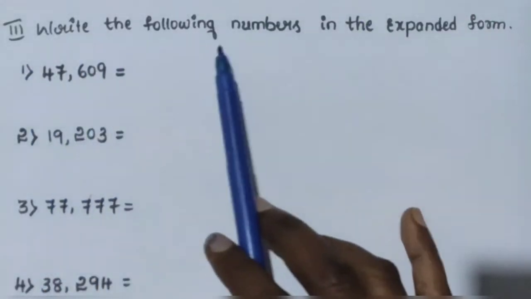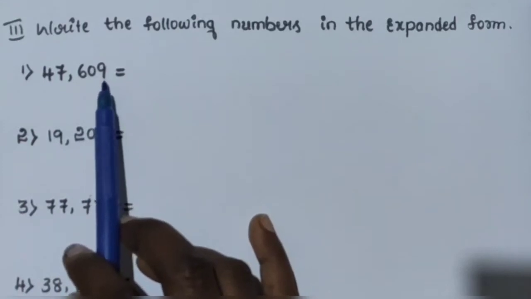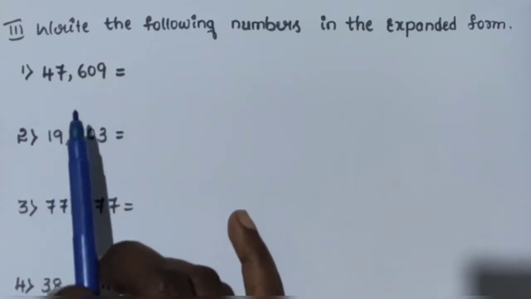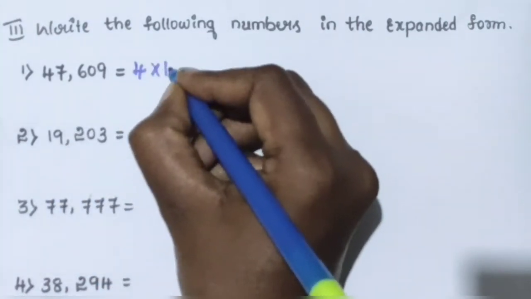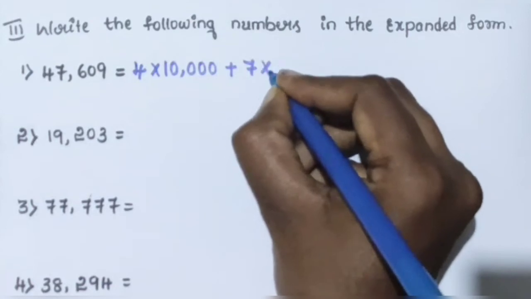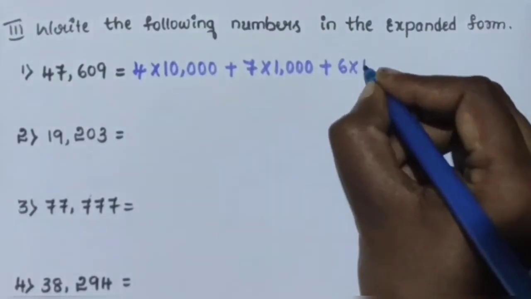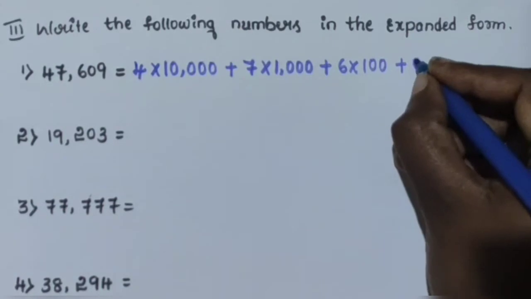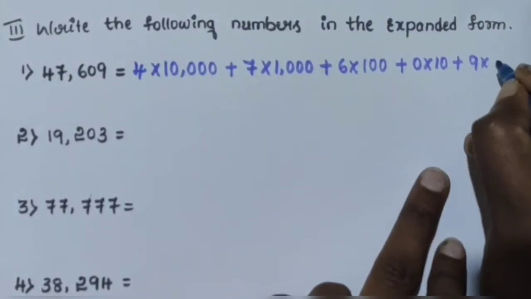Coming to the next part, third, write the following numbers in expanded form. Question number 1, 47,609. 9 is the units place, 0 is the tens place, 6 is the 100s place, 7 is the 1000s place, 4 is the 10,000s place. Then write in expanded form. First, 4 is the 10,000s place, 4 into 10,000 plus 7 is the 1000s place, 7 into 1000 plus 6 is the 100s place, 6 into 100 plus 0 is the tens place, 0 into 10 plus 9 is the units place, 9 into 1.